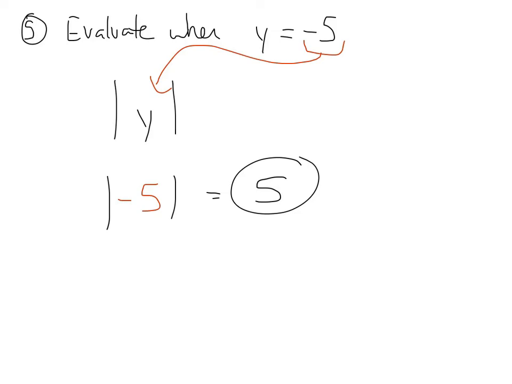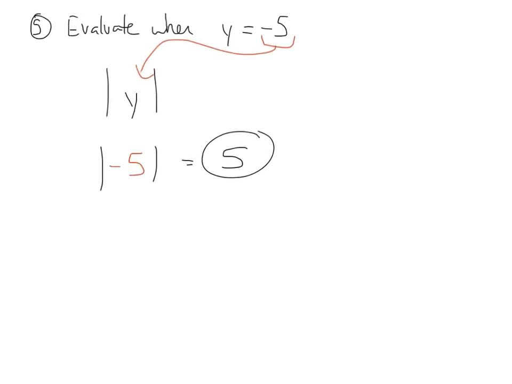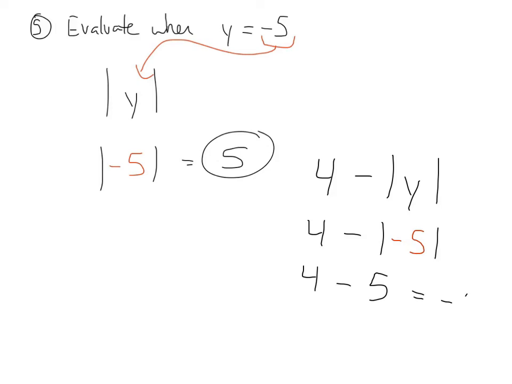So what about something like this, though? Let's say y is still negative 5. How about 4 minus the absolute value of y? Well, that'd be like saying 4 minus the absolute value of, again, negative 5. So that'd be like saying 4 minus, well, the absolute value of negative 5 is 5. So that would equal negative 1.